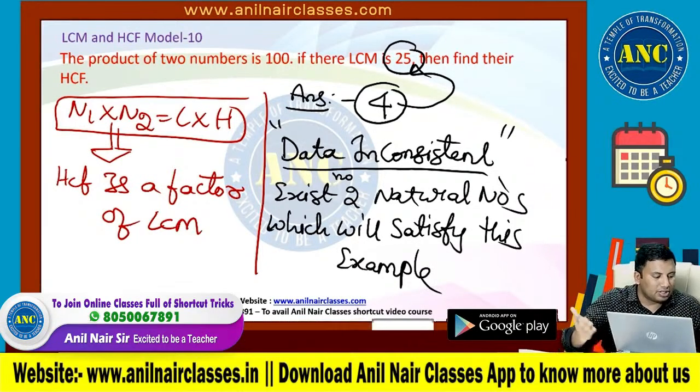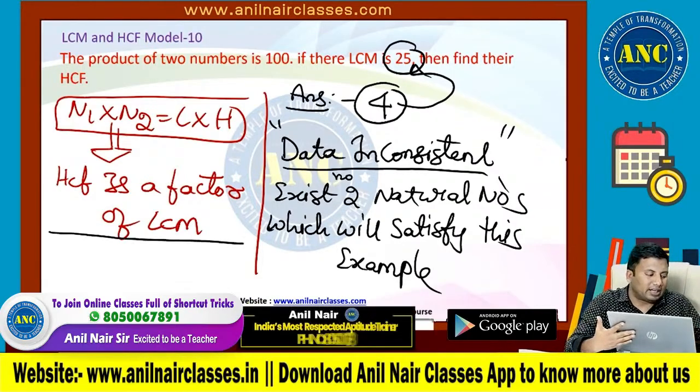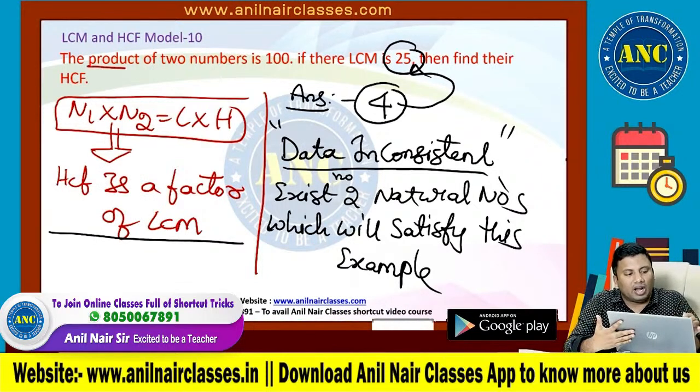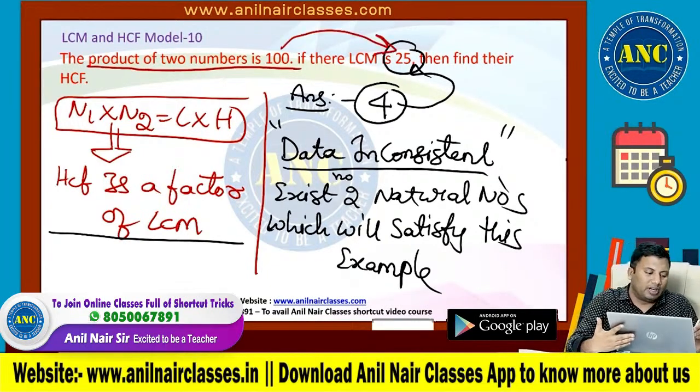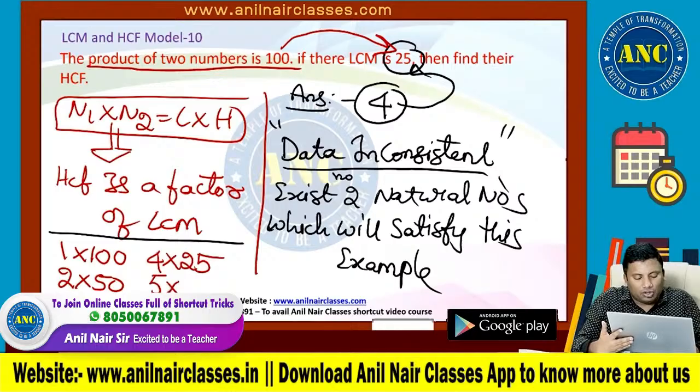Right? Now see, data inconsistency. Why will it be data inconsistent? There cannot be two natural numbers whose product is 100 and LCM 25. If I take 1 into 100, LCM cannot be 25. 2 into 50, LCM cannot be 25. 4 into 25, it cannot be 25. 5 into 20, it cannot be 25. 10 into 10, it cannot be 25.